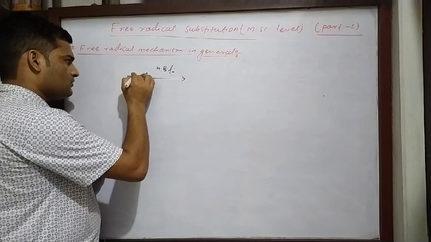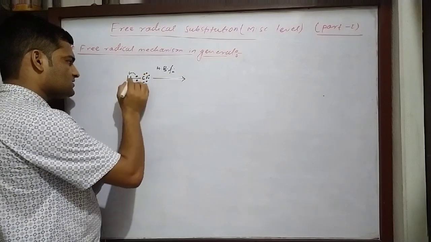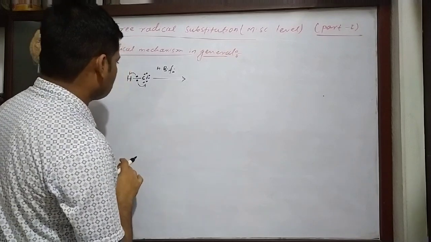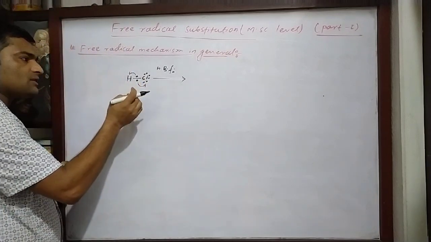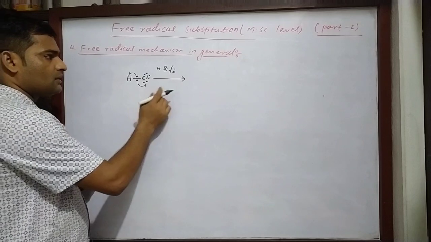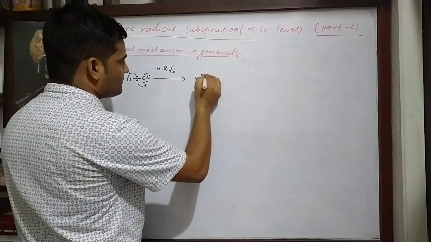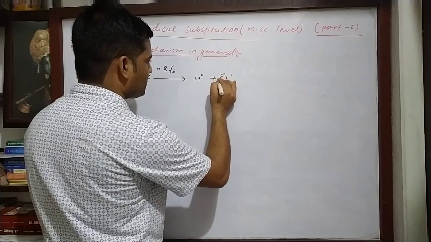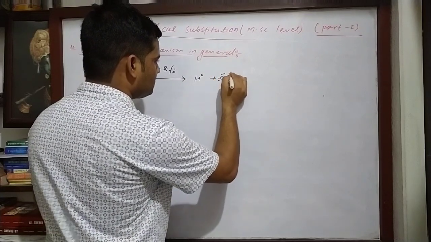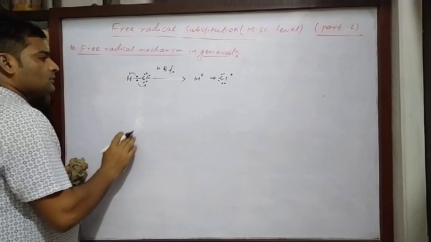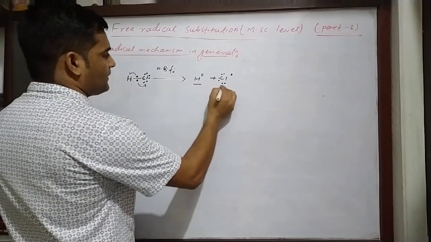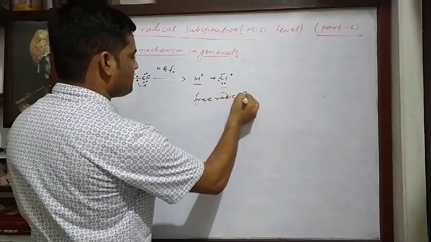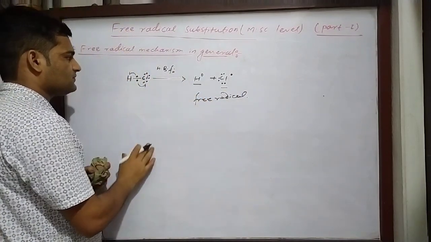In homolytic bond fission, one electron shifts towards hydrogen and one electron shifts towards chlorine, meaning each atom gains one electron from the shared pair. Hydrogen gains one electron, chlorine gains one electron, and three pairs of electrons remain in the valence shell of chlorine. This is called a free radical, and this type of bond fission is called homolytic bond fission.